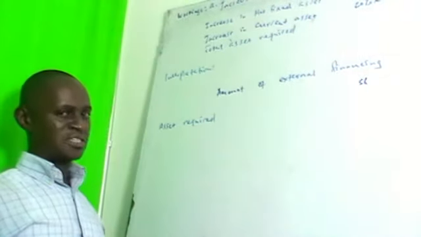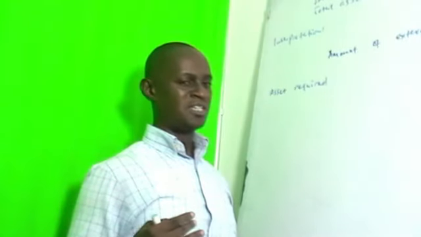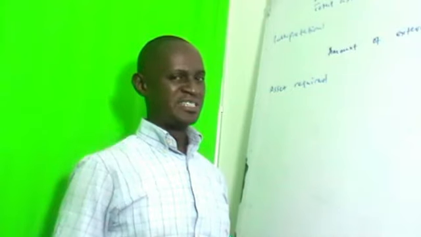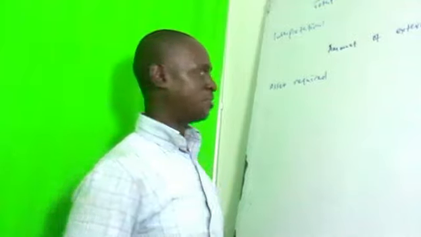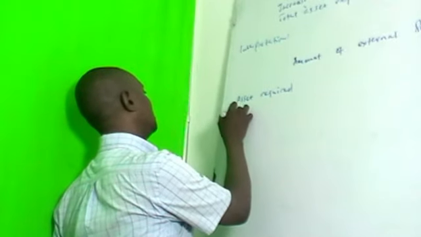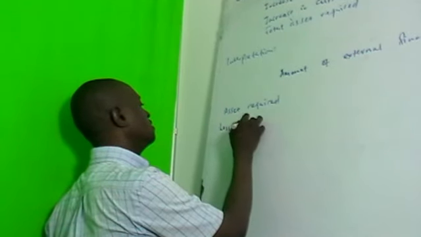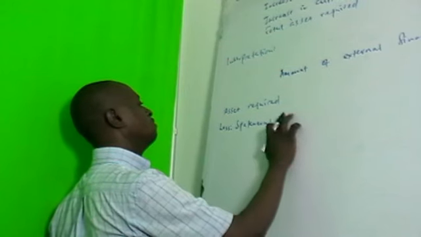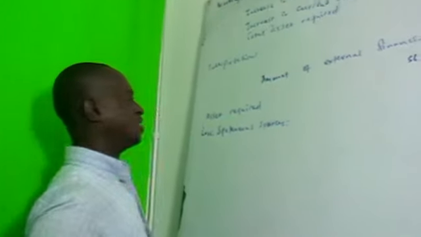Now we go to internal sources. Internal sources, we have the spontaneous sources of finance. Now the spontaneous sources of finance are those sources of finance which normally come up as a result of activity of the organization. We have one, trade creditors, and we have the other one as accrued expenses. So we say less spontaneous sources.